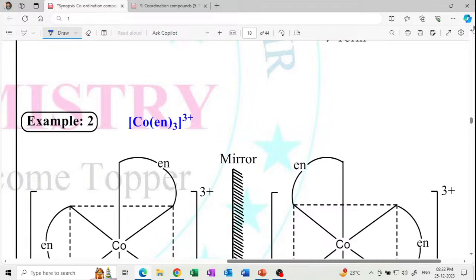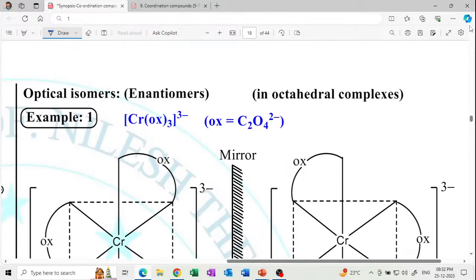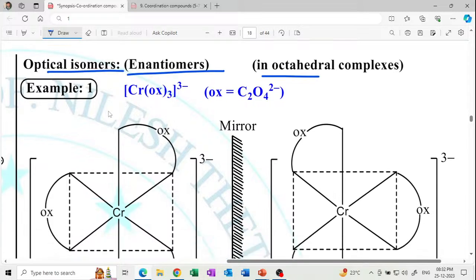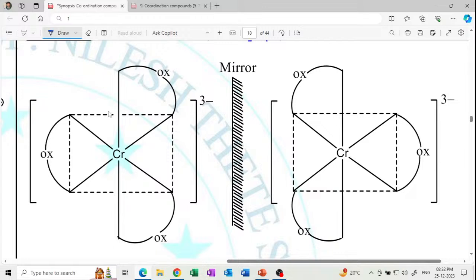Drawing is important. You must be able to draw. Drawing carries marks. Optical isomer. Optical means enantiomers. You have to draw their mirror image. So first draw the mirror image. Get it? [Cr(ox)3]3-. Ox means oxalate. So draw in this way.